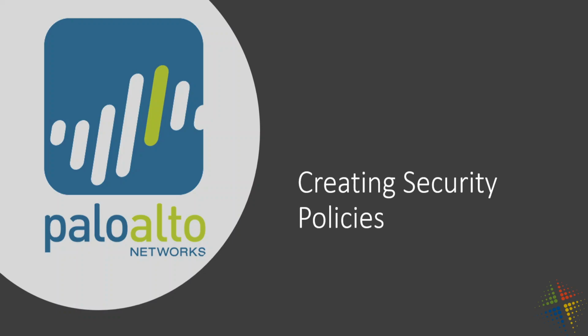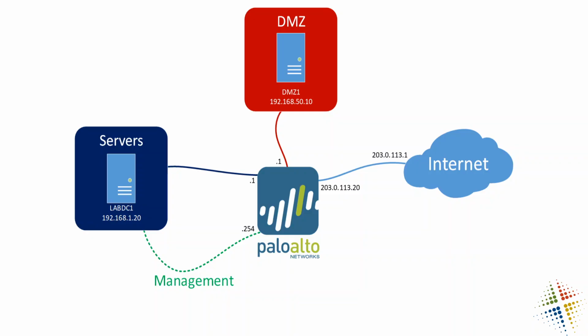So if we look at our network diagram, what I want to do in this example is I want my server's network to be able to contact my DMZ. And I want to be very open as far as what it can do. I don't want any restrictions at all. Basically, I want servers to contact DMZ, and then I want DMZ to be able to return the traffic. So let's see how that works.